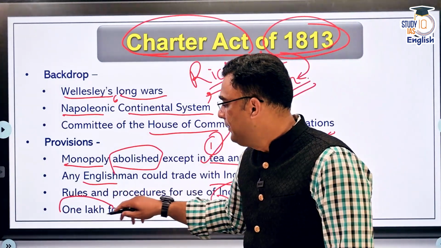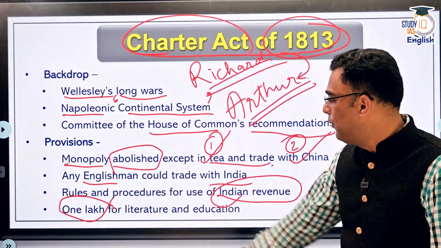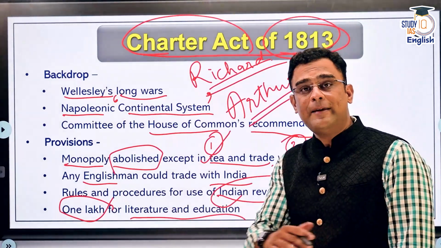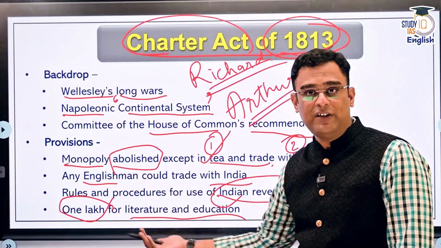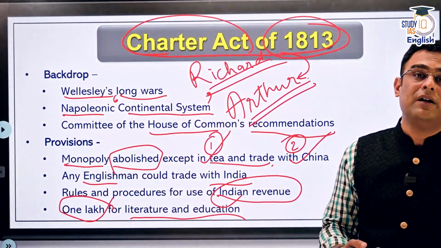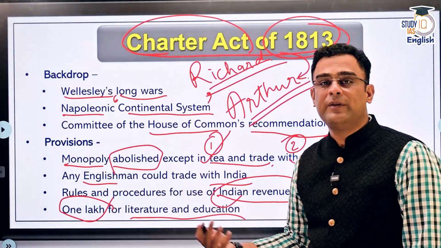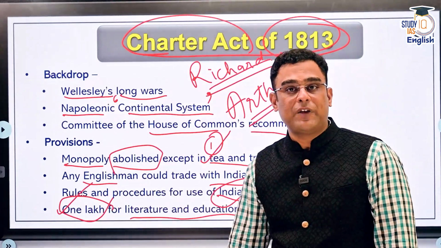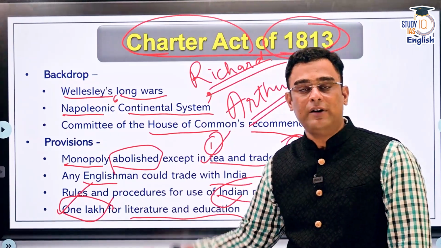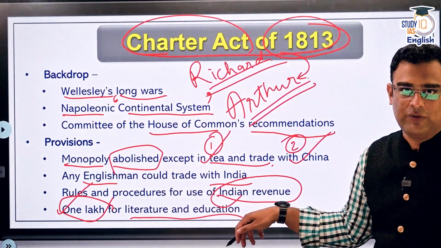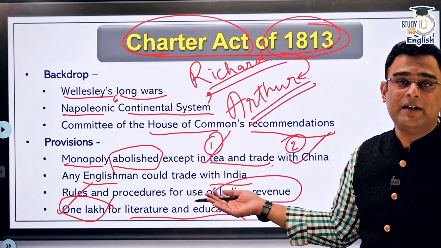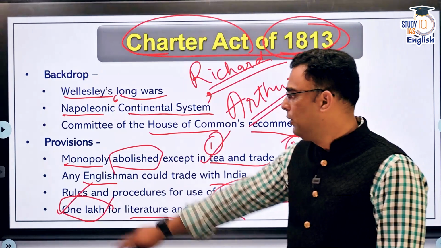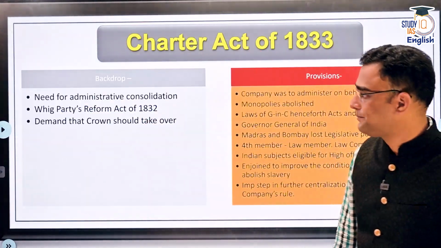1 lakh rupees was kept aside for literature and education. This is the first time that the British government was acknowledging that they have some development related responsibility also. So in the act, 1 lakh rupee was specifically to be kept aside for this purpose, literature and education. But practically speaking, nothing of that sort happened is a different story. It was only a hollow promise that was made.